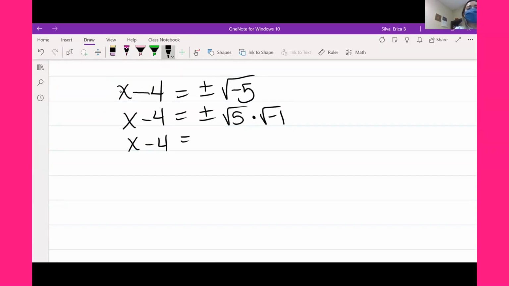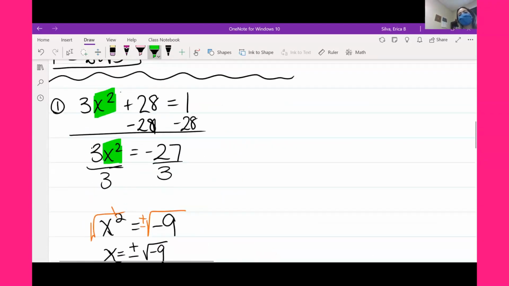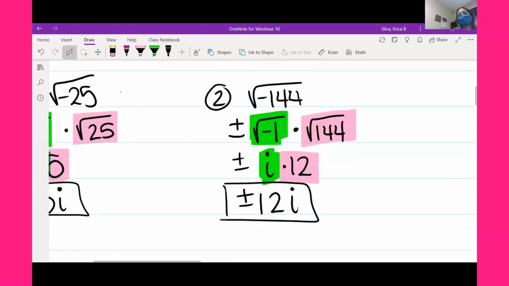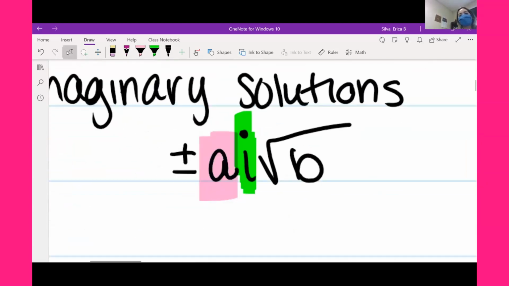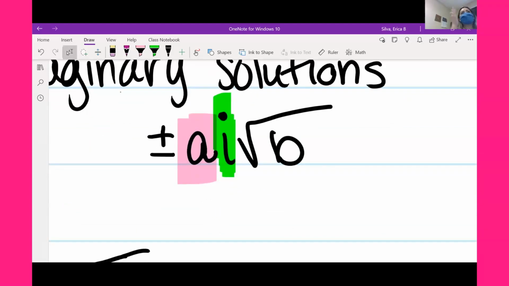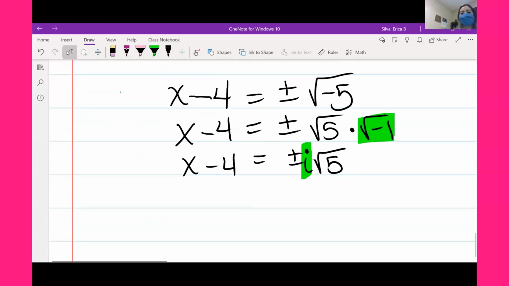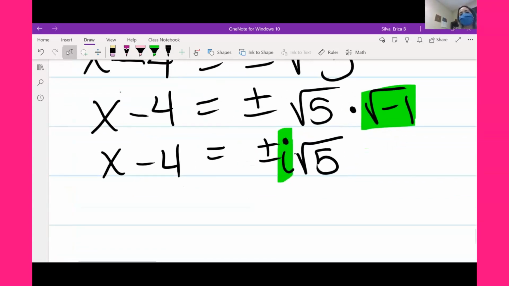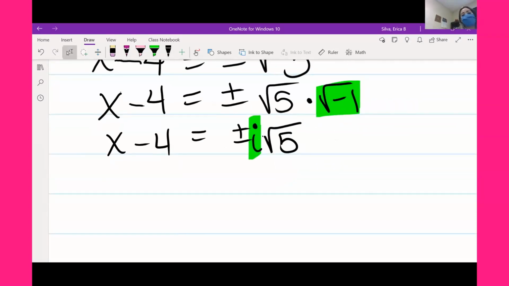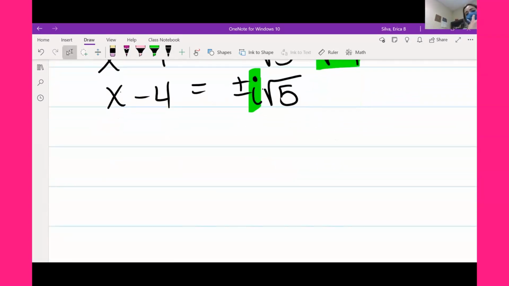Again, x minus 4 equals plus or minus square root of 5, and the square root of -1 becomes your i. I'm going to put it in the front, because remember from our rules that i needs to go in front of my radical. Guys, remember that? Your i is in front of the radical. So because 5 is not a perfect square, it's going to go there.